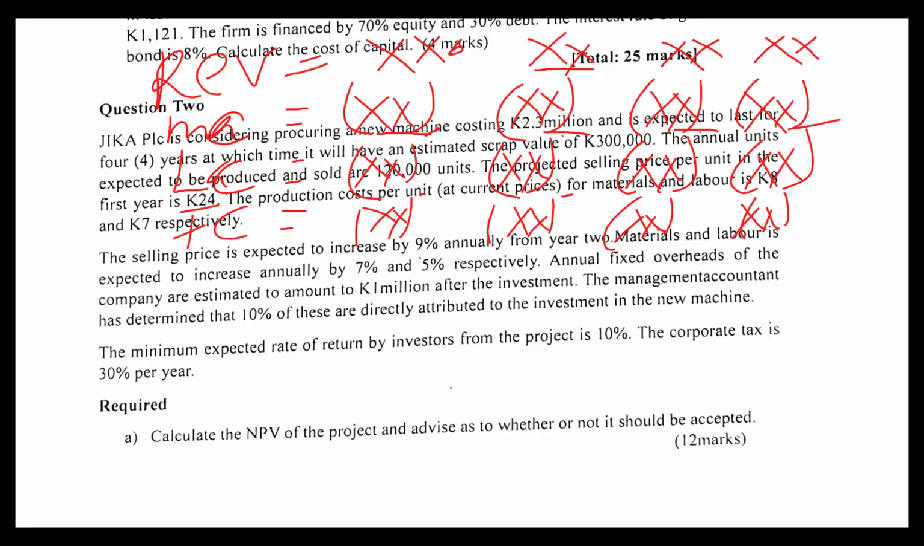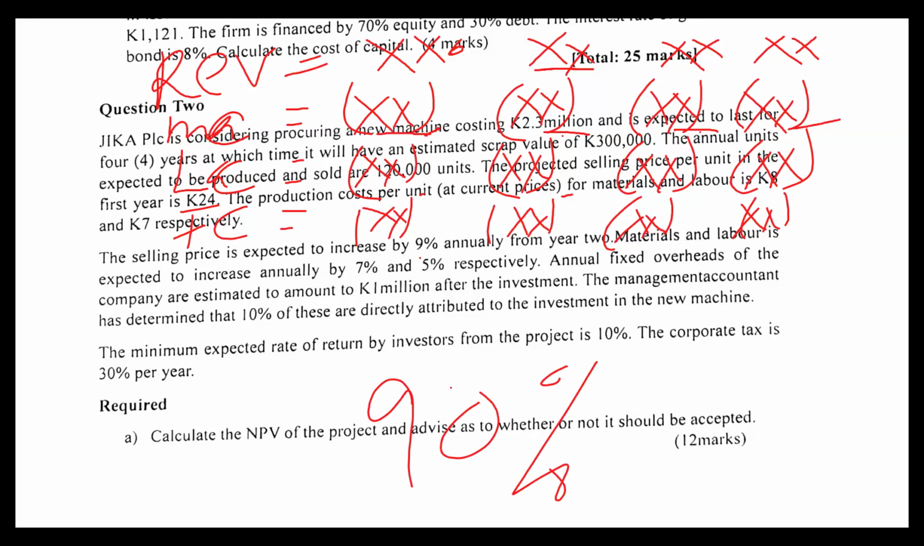Listen carefully. The management accountant has determined that only 10% of these fixed costs are directly attributed to the new machine, which means the 90% is not attributed to the machine, isn't it? 90% is not attributed to the machine.